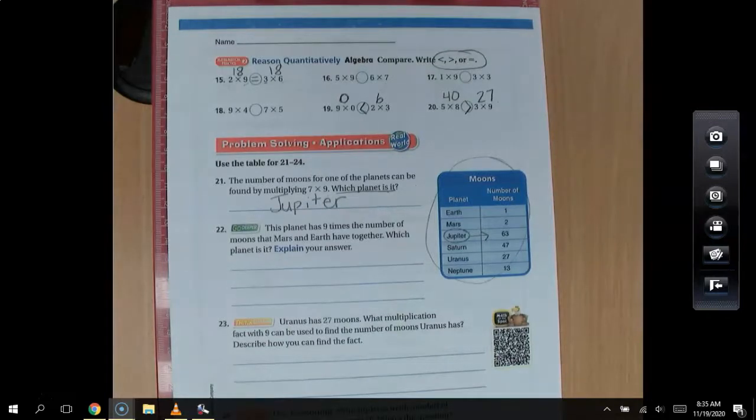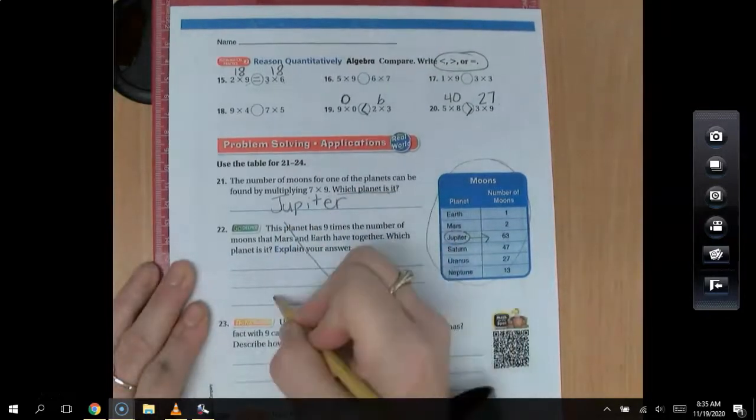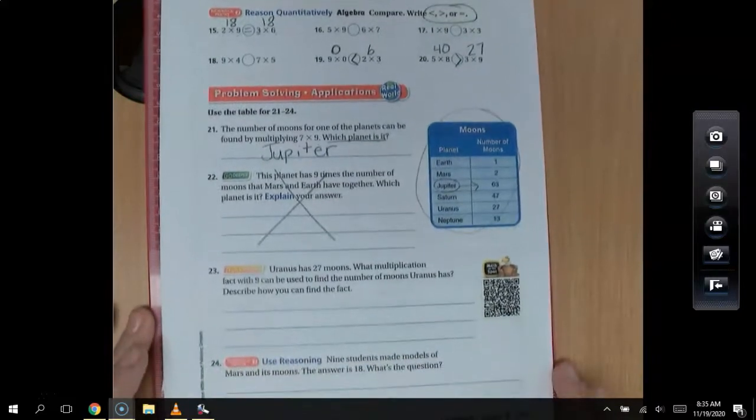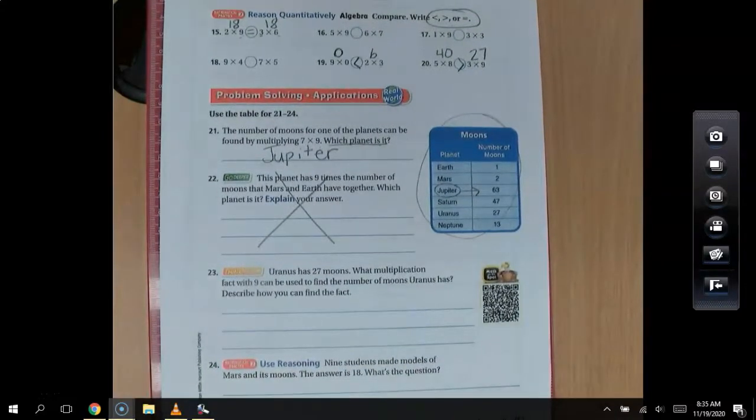Okay, we're going to skip number 22. You don't have to cross it out. If you want to go back to it and try it on your own, you're more than welcome to do that. But we're going to skip it for right now. Let's go to number 23.